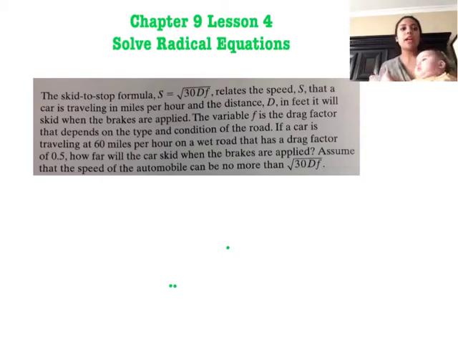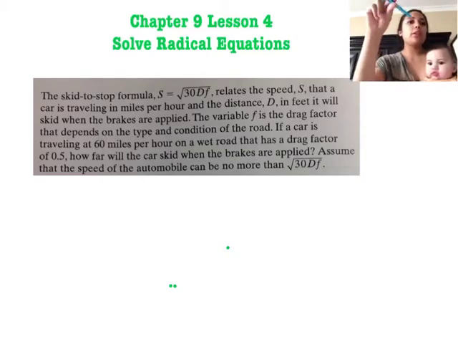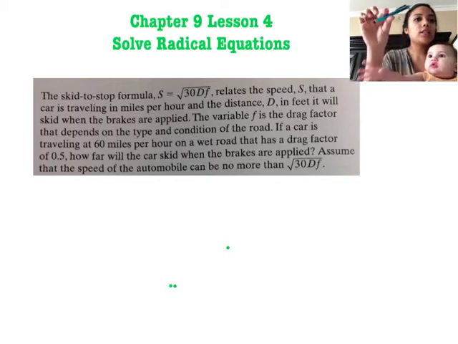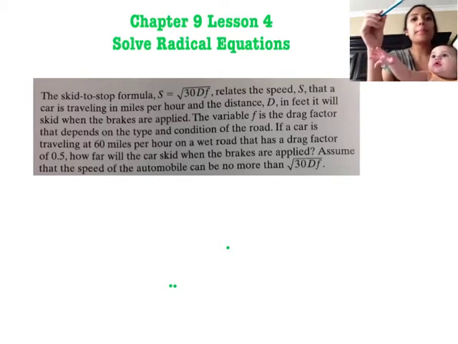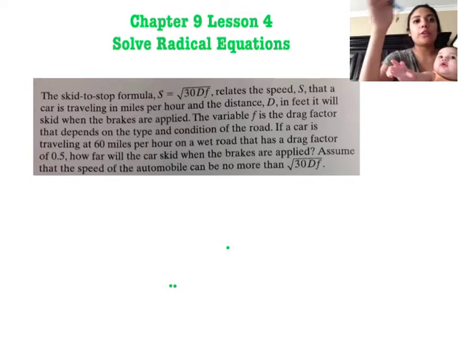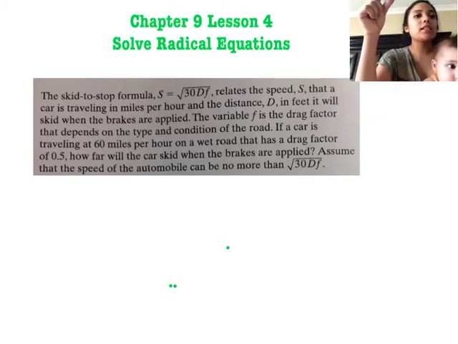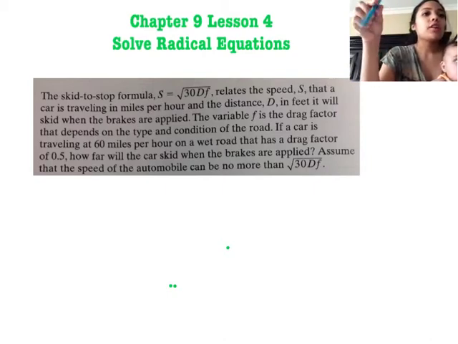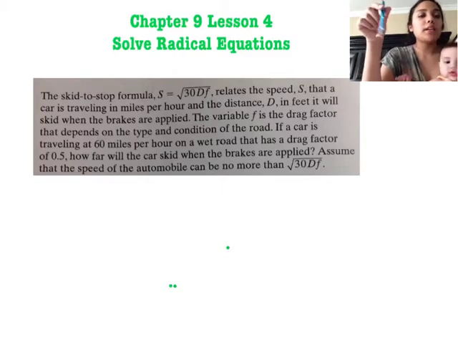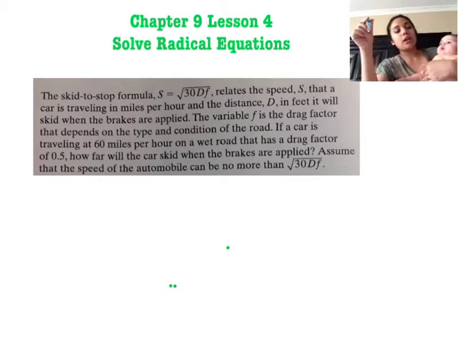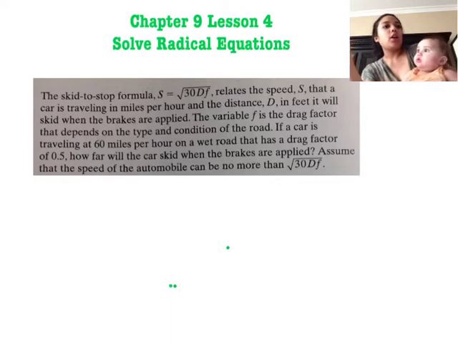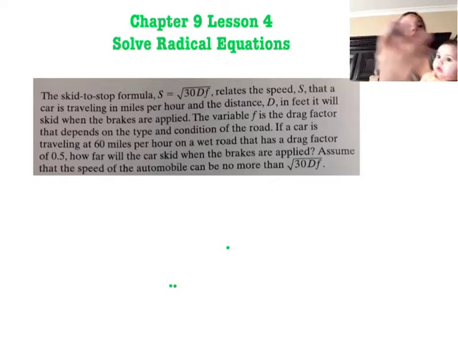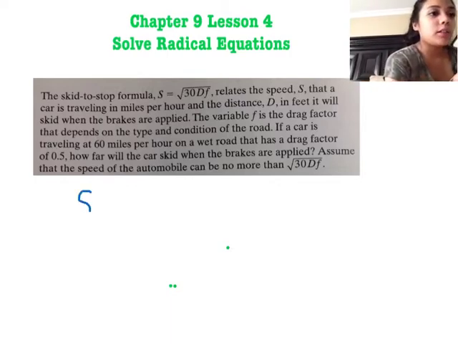Okay, Chapter 9, Lesson 4, Solving Radical Equations. The skid to stop formula, I'm not sure if you've heard of this or not, if you learned about it in science, but the skid to stop formula is the speed equals the square root of 30 times distance times the drag factor. The drag factor depends on the type and condition of the road, so if the road is wet or not.